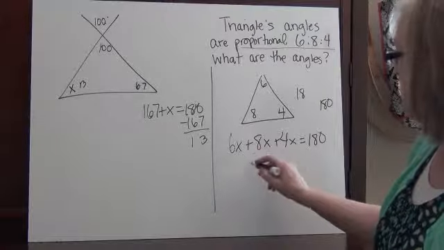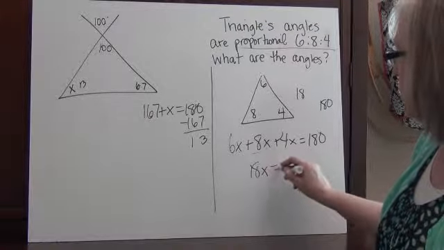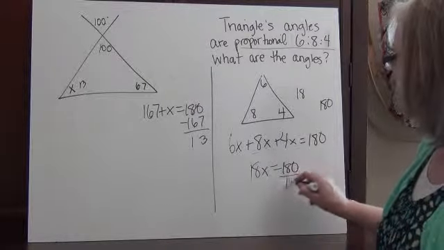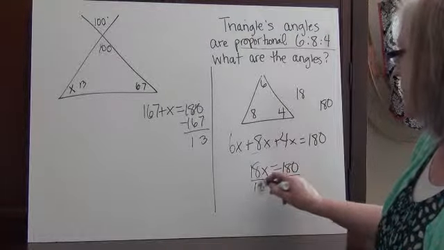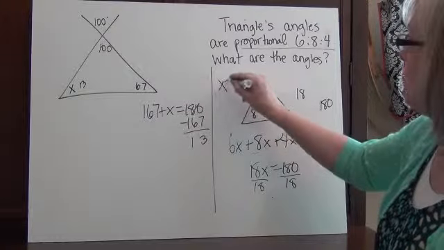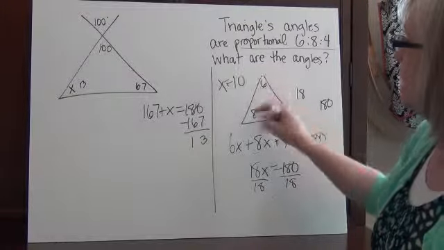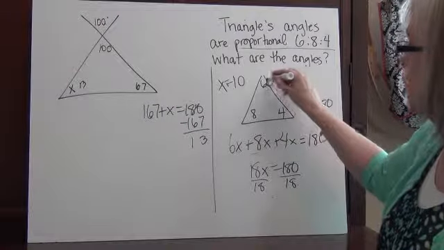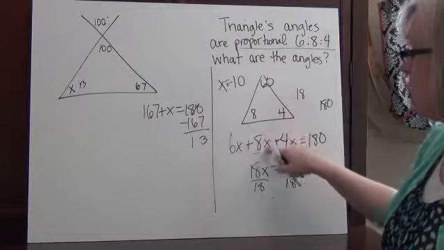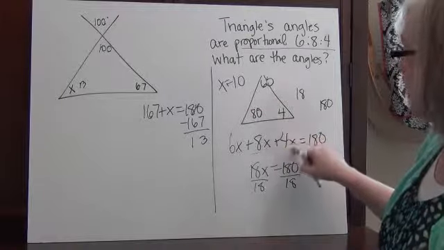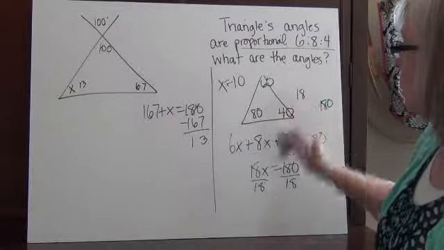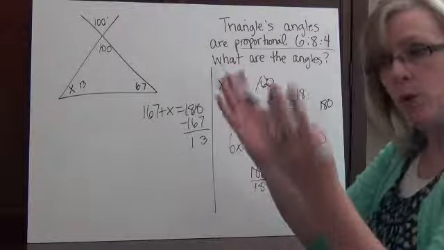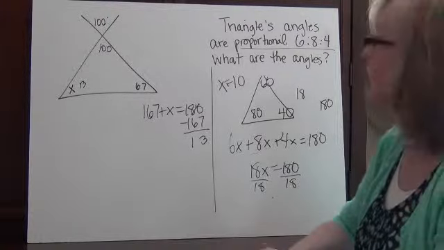Okay? So now I get 18x equals 180. So x must be equal to 10. Okay? If x equals 10, then I'm just going to multiply this by 10. 6 times x, 60. I'm going to multiply this angle here times 10, 80. And I'm going to multiply this one times 10, 40. And if I add 60 and 40 and 80, I will get my 180 degrees that I need.